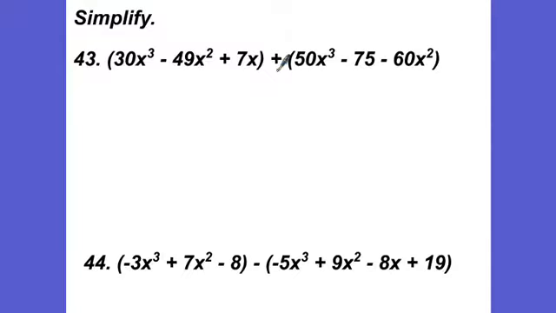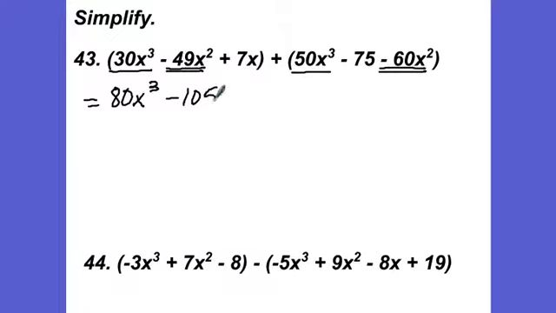So I'm going to start with my highest exponent. I have 30x cubed and 50x cubed is 80x cubed. Just combining like terms. Go to the squares. Negative 49x squared and negative 60x squared is negative 105x squared. Now for just the x's. There is just this one term with an x, a positive 7x. And then here is my constant, because it doesn't have any variables, minus 75.